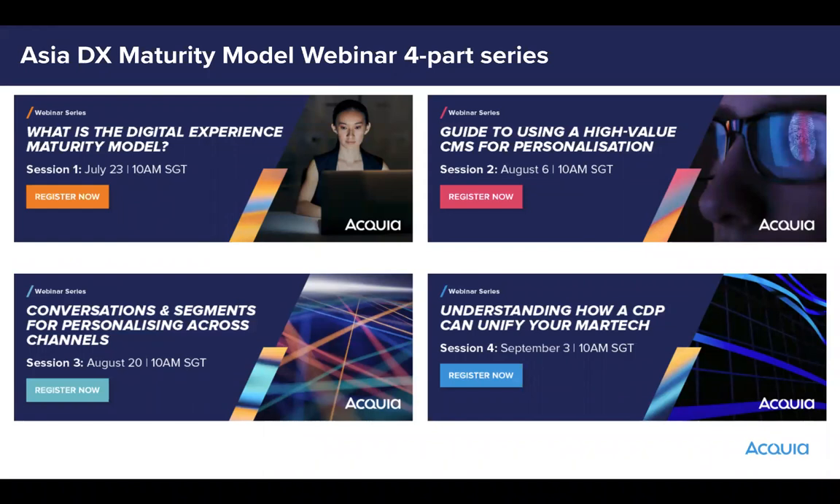The next one, session 3, is going to be talking about conversations and segments for personalizing across all different channels. So we're going to start using some different tools to be able to broadcast that voice, that personalized voice, across multiple channels and keeping consistency there. And then the 4th session, the last session, is talking about unifying the data and really sort of elevating that data, putting that data to use across both online and offline channels using Acquia CDP technology as the core of our DXP. So let's get started.